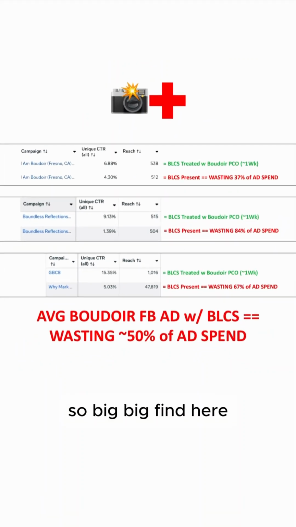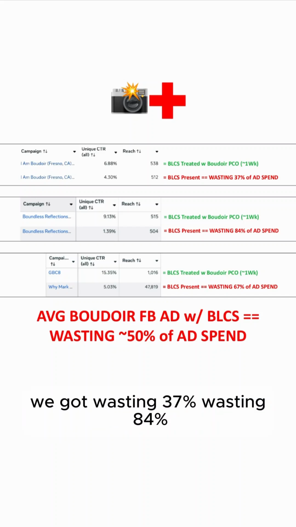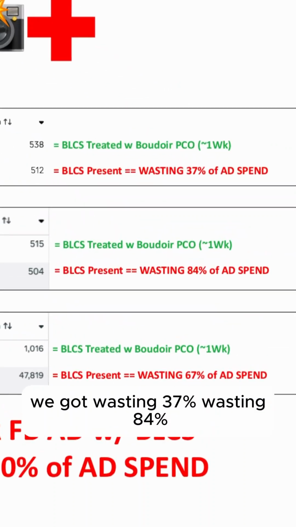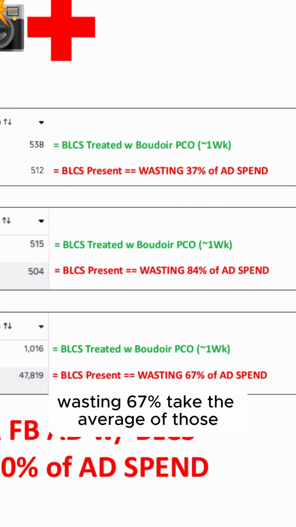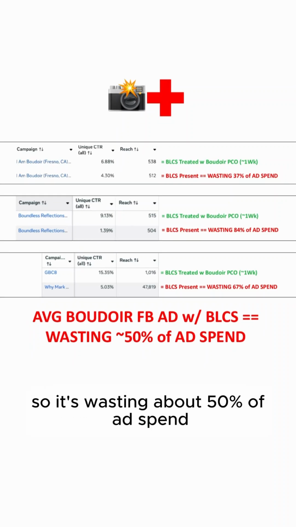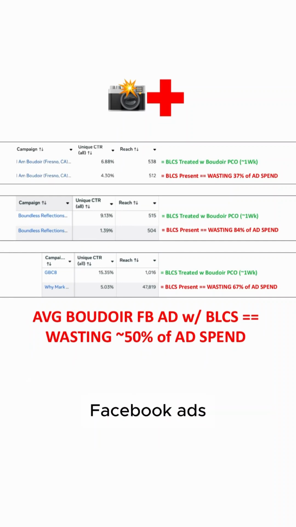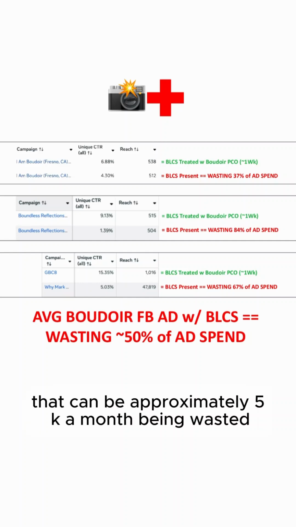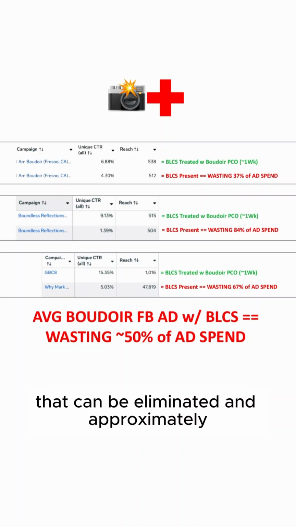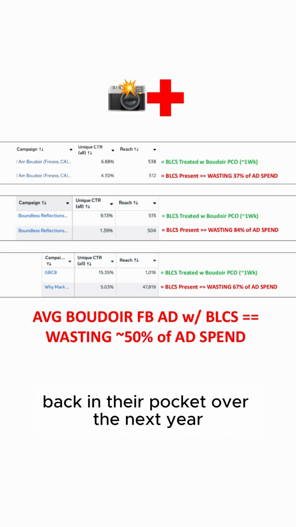So big find here. The average Boudoir Facebook ad with BLCS is wasting about 50% of its ad spend. So, I mean, look at the numbers here. We got wasting 37%, wasting 84%, wasting 67%. Take the average of those, it's probably somewhere 50 to 60%. So average Boudoir Facebook, it's wasting about 50% of ad spend. So they're spending more than 10 grand a month on Boudoir Facebook ads. There's 5K every single month being wasted that can be eliminated. And approximately, that'd be like 60K back in their pocket over the next year.